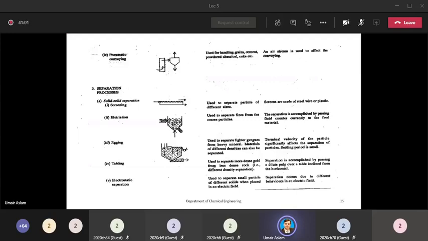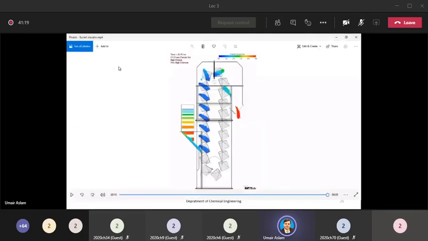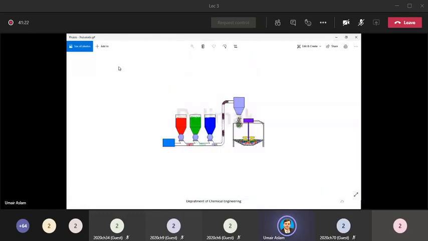The last one is pneumatic conveying. What does pneumatic mean? Air, sir. So we will use an air stream which will have a lot of momentum. This energetic air stream will entrain smaller size solid particles in it, and these smaller size particles will move with the momentum of the air from one point to another. Okay?